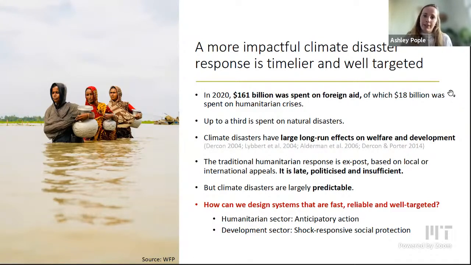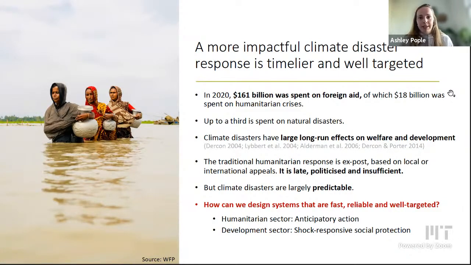In the backdrop of all of this, there's a lot of aid that goes in the form of development assistance, but also a huge amount in the form of humanitarian aid, of which about a third is being spent on natural disasters. The rest is largely spent on conflict. And given that we know that climate disasters have large long-run welfare implications that can be appearing even decades later, the question is, how do we best respond?